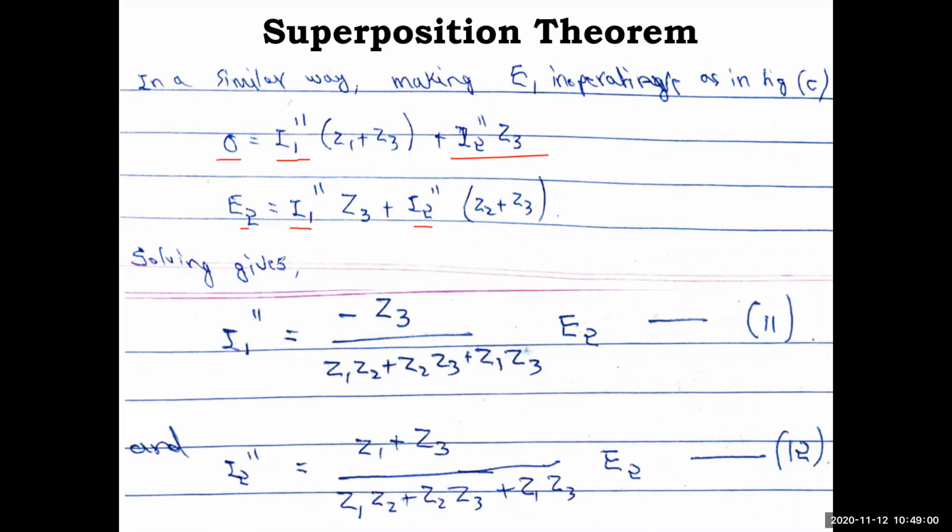Again, if you solve it in the same manner, it will take much time. Instead, what we will do is just substitute E1 as 0. When you substitute that, you will get the two new currents, I1 double dash and I2 double dash. So in equations 6 and 8, you substitute E1 equal to 0, and you'll get equations 11 and 12.